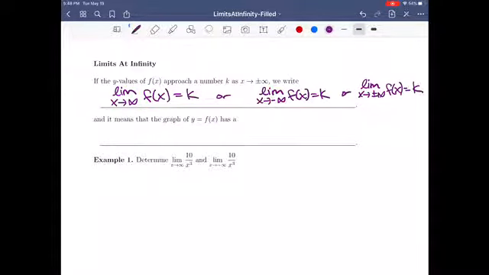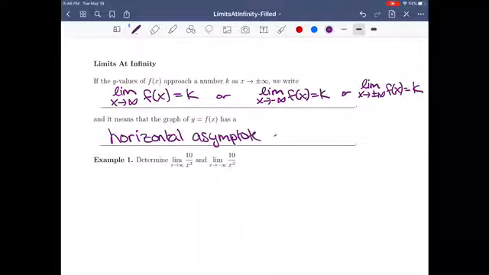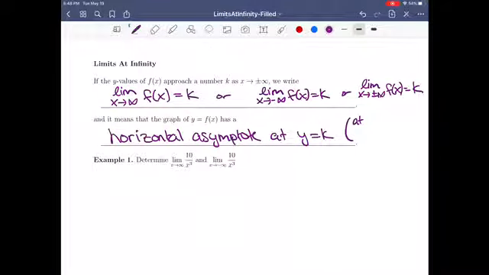So in any case, what this means for the graph of f of x is that it has a horizontal asymptote at y equals k, at least on one side, depending on which case you fall into above.